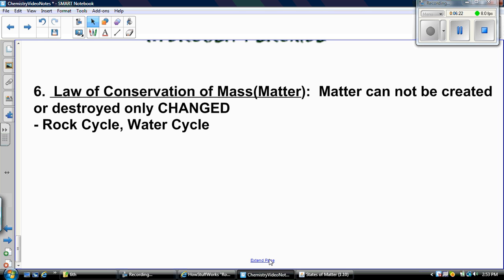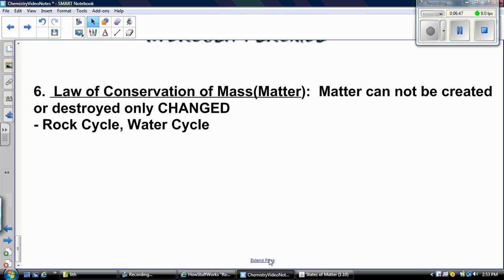Examples of this are the rock cycle. Remember, we talked about how matter, like an igneous rock, can change into a sedimentary rock. We didn't destroy or create matter there. All we did was change it. Same thing when a metamorphic rock can melt and turn back into magma. We didn't create or destroy matter. All we did was change it from a metamorphic rock to magma.